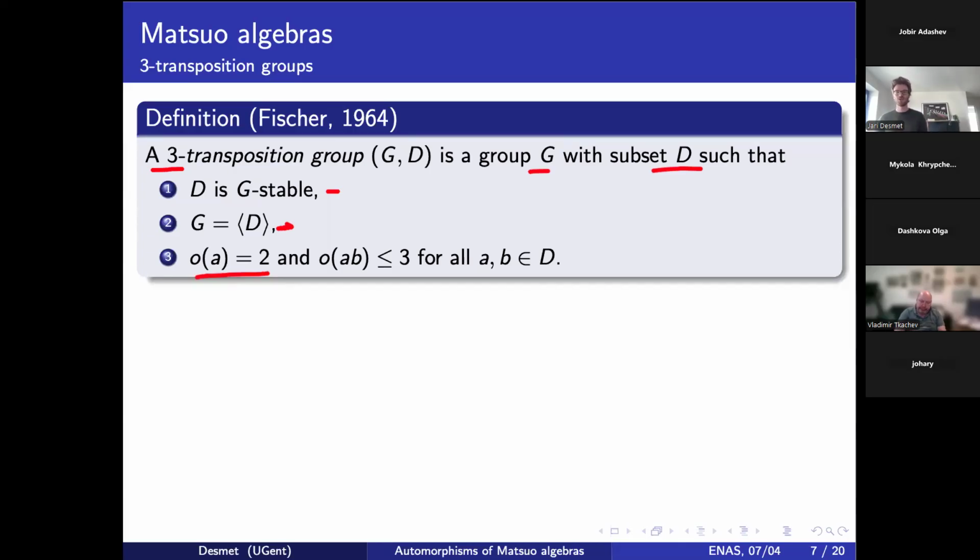This is kind of a weird condition, but Fisher actually used just these definitions to find three sporadic finite simple groups. So it turns out that even though it maybe looks weird at first, it's quite a powerful tool. And of course, there are some easy examples.